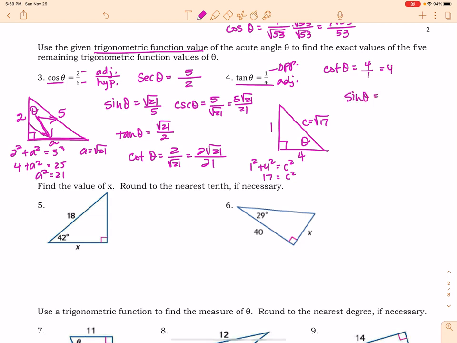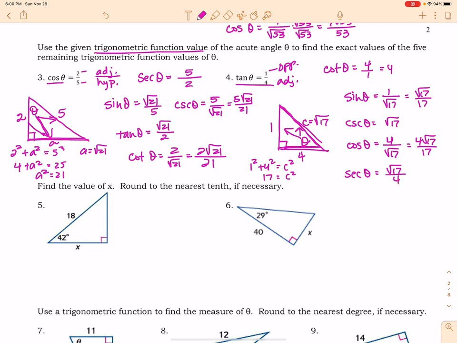Sine theta, theta's here, opposite over hypotenuse, so 1 over radical 17. I'm going to rationalize the denominator, so that gives me radical 17 over 17. Cosecant theta is radical 17 over 1. Cosine theta is going to be adjacent over hypotenuse, so 4 over radical 17. Rationalize the denominator. And then secant theta radical 17 over 4. See? Easy peasy lemon squeezy. You got this.